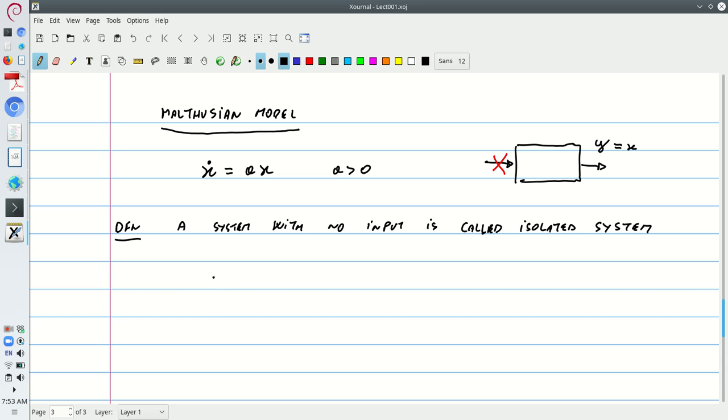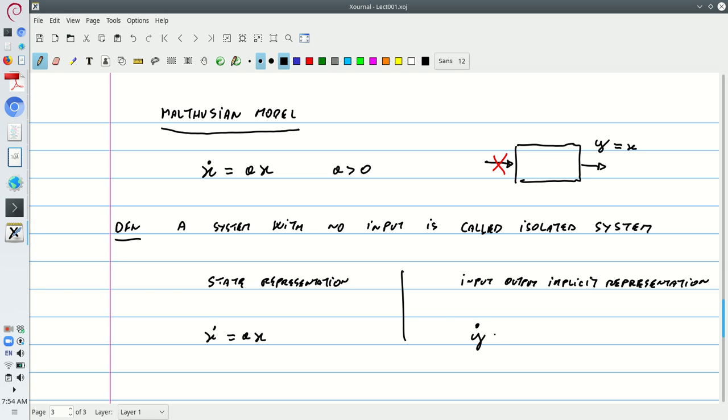So far, the only thing that we'd like to do is, if we call the state x, as you can see, we have a state representation that is x dot equal to ax. If you want to write the input-output implicit representation that we have seen just a few moments ago, well, that's easy, because you replace x with y, you subtract ax, that is actually ay, equal to 0.